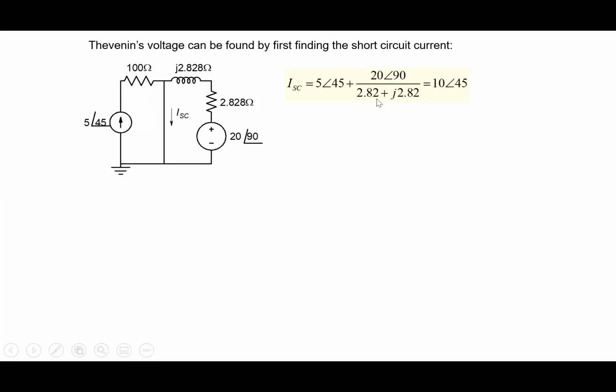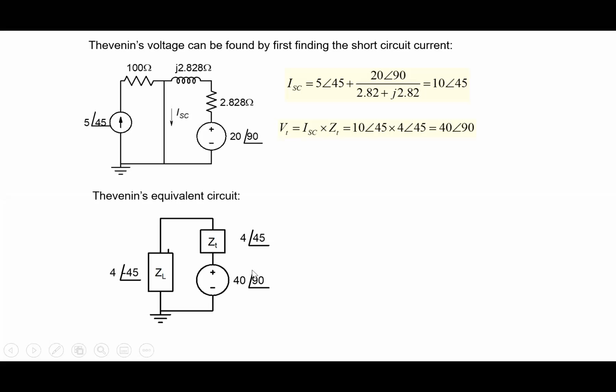So concept-wise, it's simple, except that handling complex numbers will require some more effort. So please be prepared with your calculators in the mid-sem when it happens, as those would be necessary. Anyway, so ISC is here, and VT, Thevenin's voltage, is ISC multiplied by Thevenin's resistance, and you get the value of the Thevenin's voltage here. So Thevenin's equivalent circuit then becomes the Thevenin voltage here, 40 angle 90, and ZT, Thevenin's resistance, here, which we have calculated earlier.